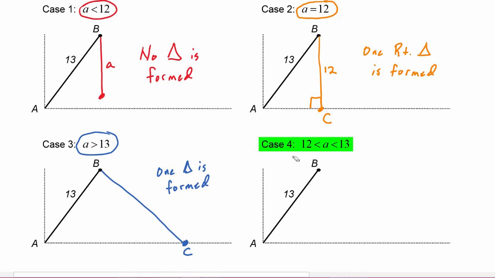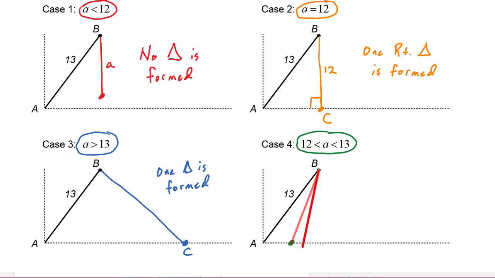In the last case, we are going to look at what happens when A is in between 12 and 13. So what that means is it's longer than this perpendicular distance, but it's shorter than the 13. So when that happens, think of it like a hinge. The side will swing until the end point of the side hits the positive x-axis, which could happen here.